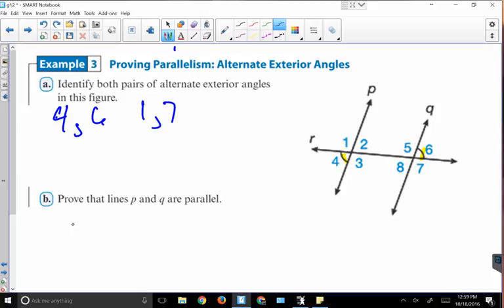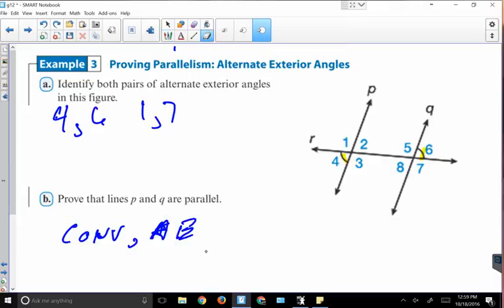So that means by the converse of the what? Alternate exterior. Boy, my pen is really messing up. Okay, yeah, I know exactly what you're thinking. It's operator error. Alternate exterior angles. Okay? By the converse of that. That's what allows us to say it.